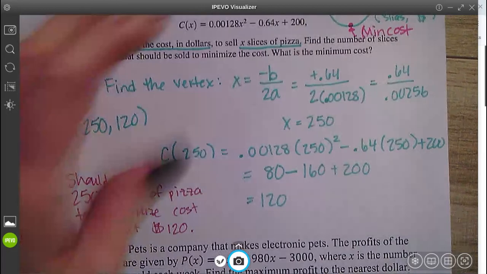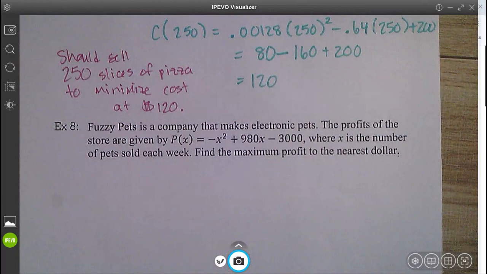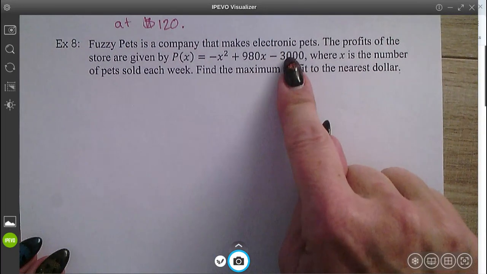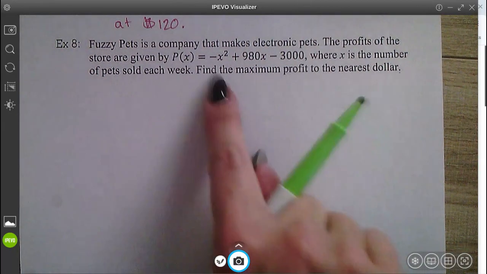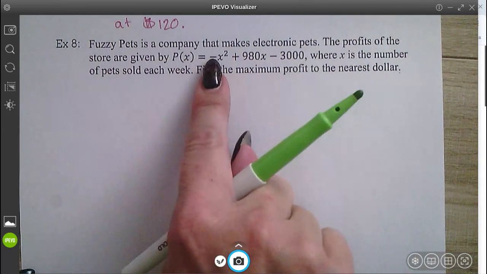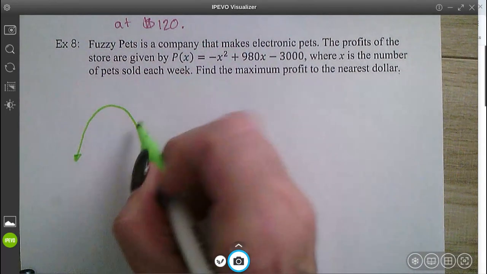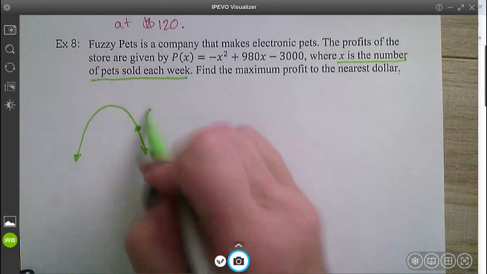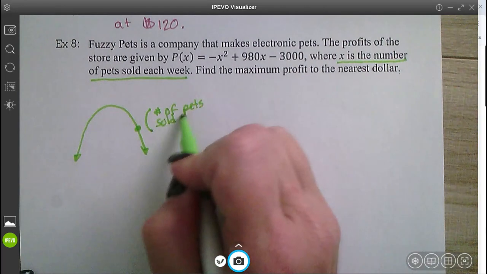All right, next example. Fuzzy Pets is a company that makes electronic pets. The profits of the store are given by P of x equals negative x squared plus 980x minus 3,000. Oh my gosh, what shape is that graph? It's an x squared, so it's a parabola, and the number in front is negative, so it is an upside down parabola. Let's see what the ordered pairs represent. X is the number of pets sold each week. So, number of pets sold each week.